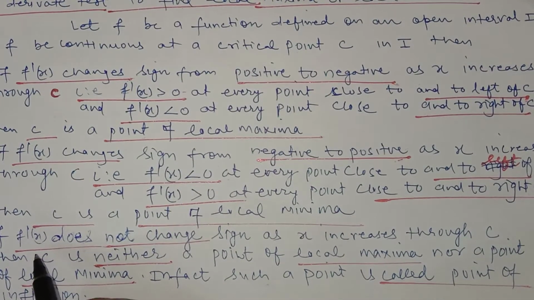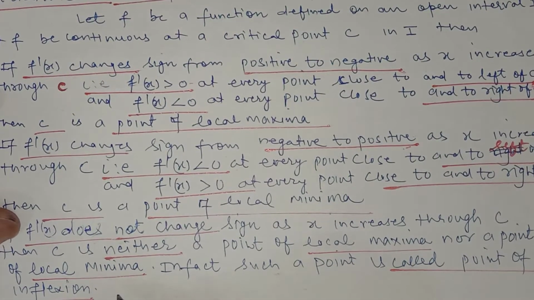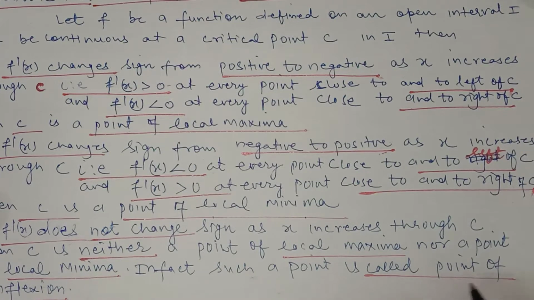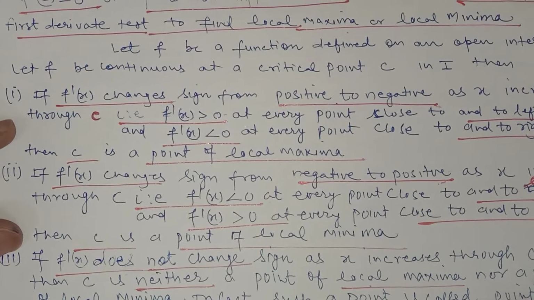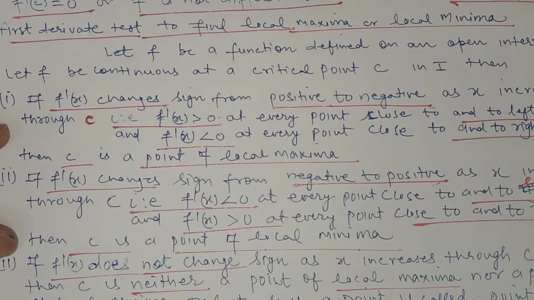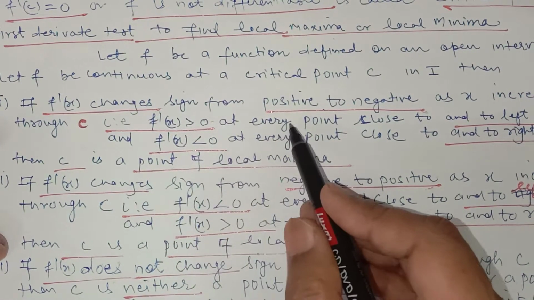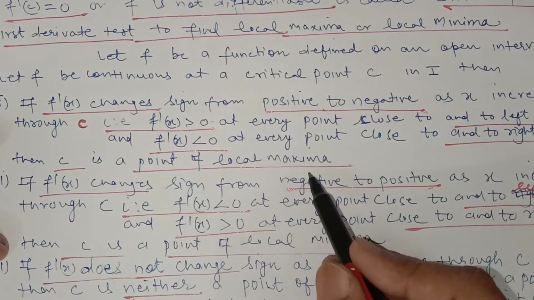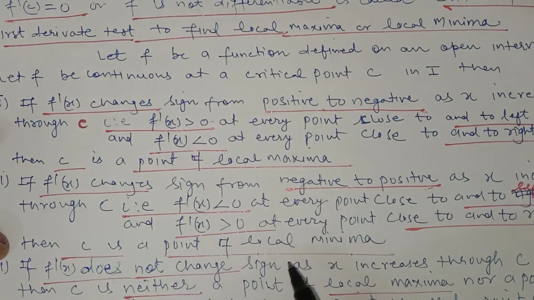Now, if the first derivative of the function does not change its sign as x increases through C, then C is neither a point of local maxima nor a point of local minima. In fact, such a point is known as the point of inflection. Now, this is the first derivative test to find whether the function has local maxima or local minima. If the first derivative sign changes from positive to negative, then it will have local maxima. If the sign of the first derivative changes from negative to positive, then it will have the point of local minima.